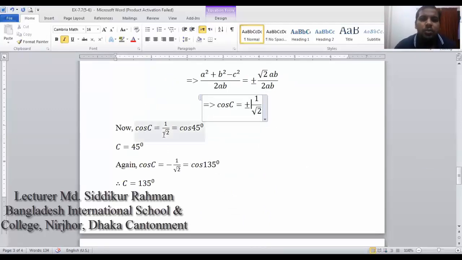At first we take the positive. Cos c is equal to 1 by root 2. 1 by root 2 is cos 45 degree, we know. That's why c is equal to 45 degree.